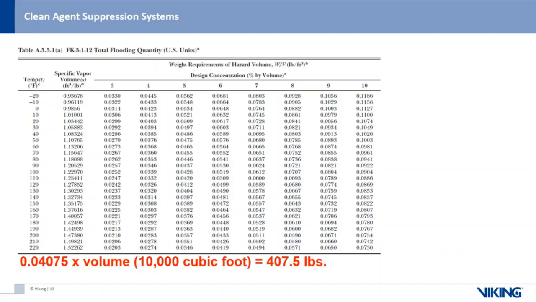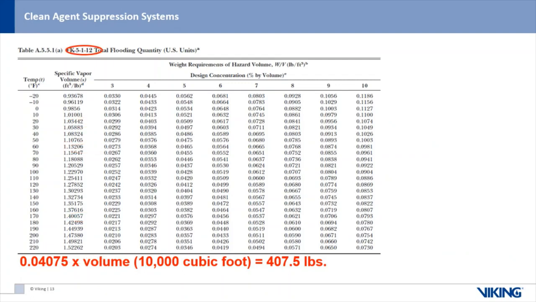So for design concentration, if you look at the tables in NFPA 2001, this is the table for FK-5-1-12 or 3M Novec 1230. So if I want to design to 70 degrees Fahrenheit, and I want a 4.5% Class A or Class C energized design concentration for the 3M Novec 1230, then I'm going to see that this is going to be 0.0475 by volume. We go to the next slide, it'll show you how it's selected.